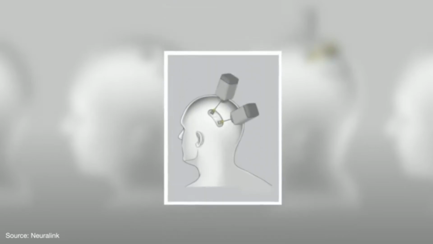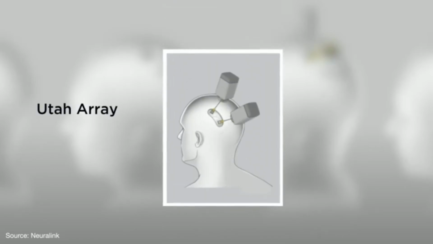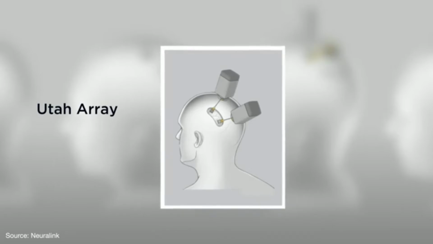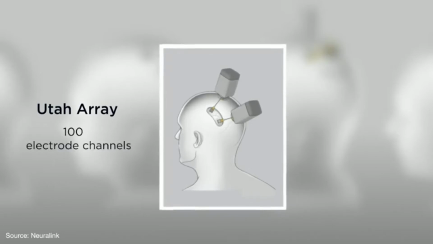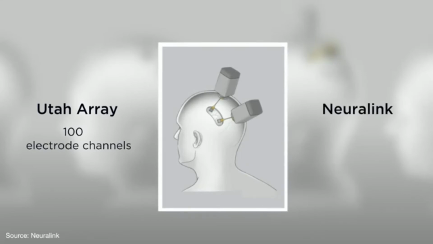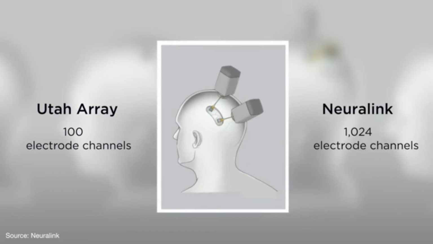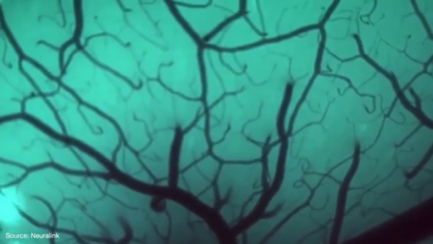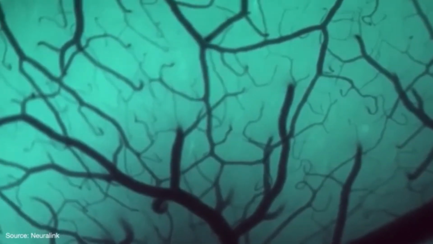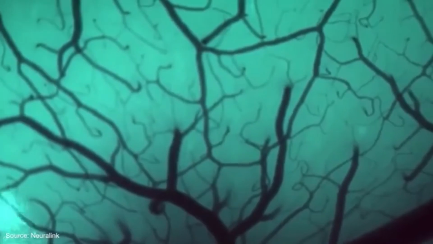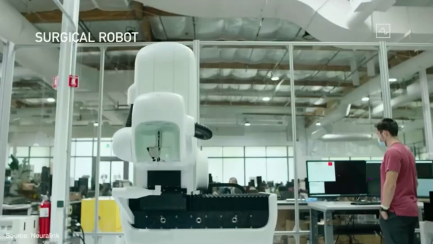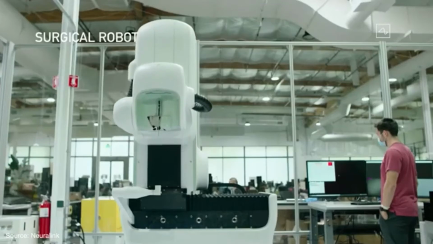As a comparison, Utah Array is considered one of the best BMIs out there right now and has been used to study conditions like epilepsy. It has around 100 electrode channels, whereas the current version of Neuralink has more than 1,000 and possibly much more in the future. Also, the threads are thinner and more flexible, greatly reducing the risk of piercing blood vessels and potentially causing catastrophic damage. But that doesn't mean humans are capable of the precision required for surgery.